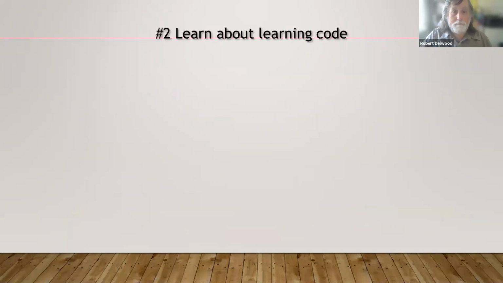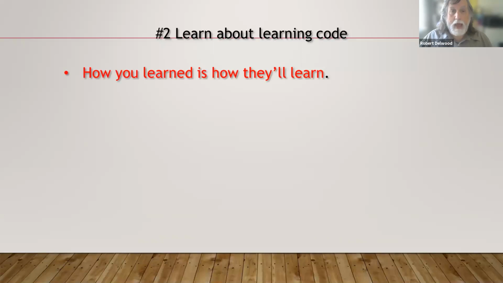Step number two. Thing number two, you should learn now. Learn about learning code. And what this means is how you will learn something is how they'll learn. So if you don't know a language, you want to learn Java or C#, you go and let's say you get a book, you open it and read it.